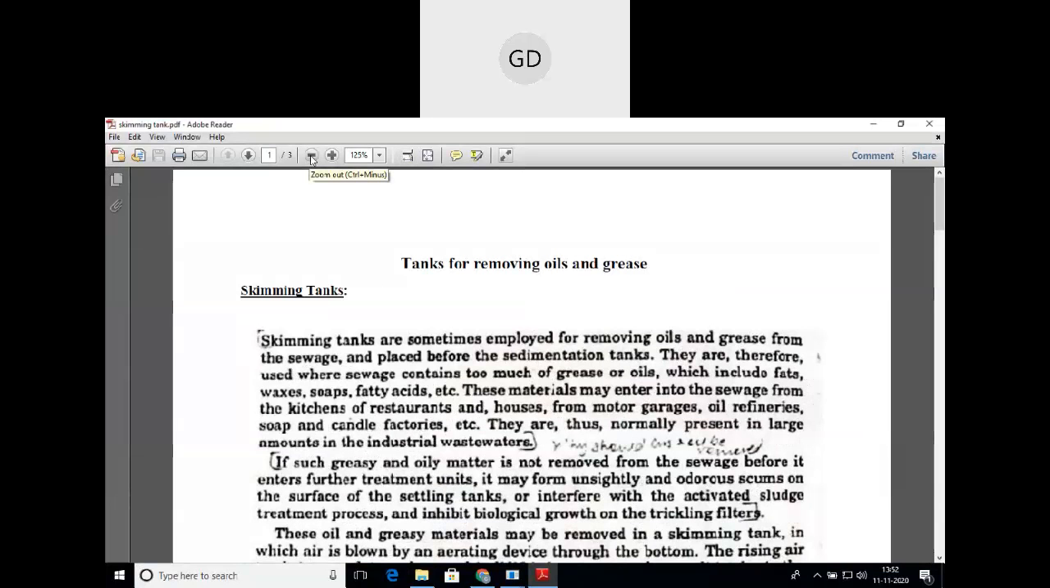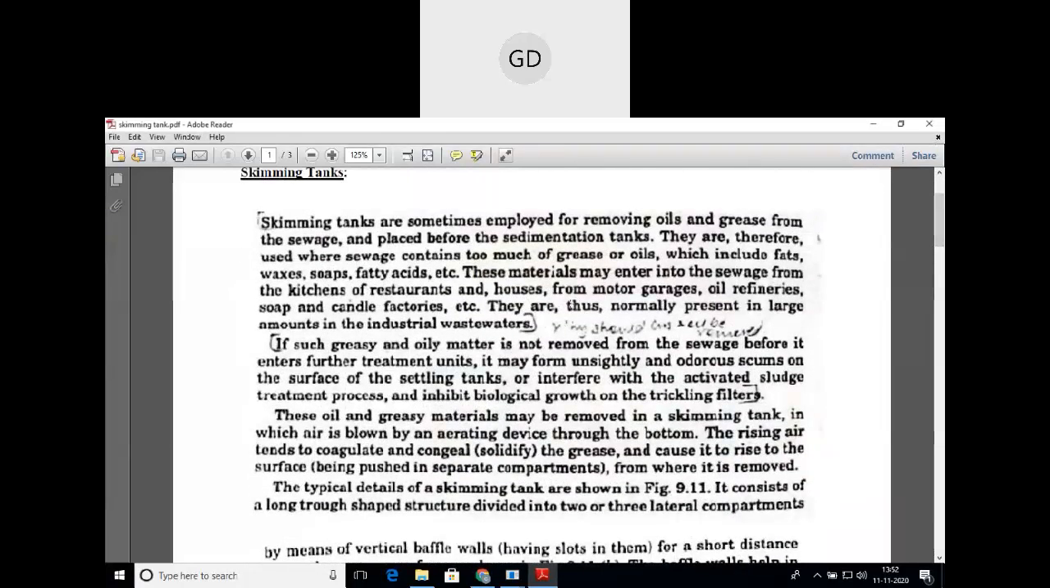What is the use of the skimming tank? You can see in the heading, it's for removing oils and grease that are present in the wastewater. Skimming tanks are used for removing the oils and greases from the sewage, and they are placed before the sedimentation tanks. That means after the skimming tank, your sedimentation process will come.